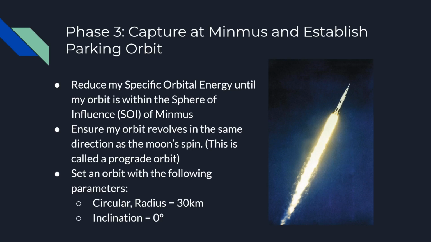Otherwise, we'll be escaping, or what's called being in an escape trajectory, and I'll talk about that later in the video. The second thing is that we need to ensure that we're going prograde along the orbit, which just means that our orbit rotates in the same direction that the moon is traveling. That's just to save a lot of headaches and fuel for landing and launching from a body that's rotating. And then we're just going to be using that orbit change script to put ourselves in a circular orbit with a radius of 30 kilometers and inclination of zero. So I'll be back when that is finished, and we'll move on to phase four.